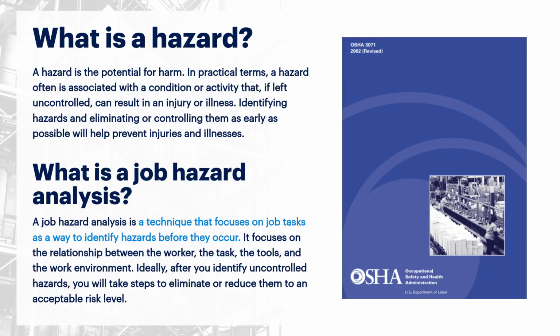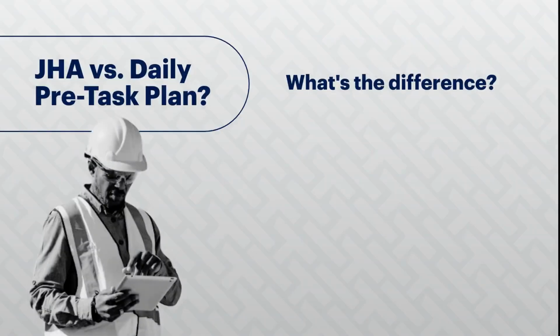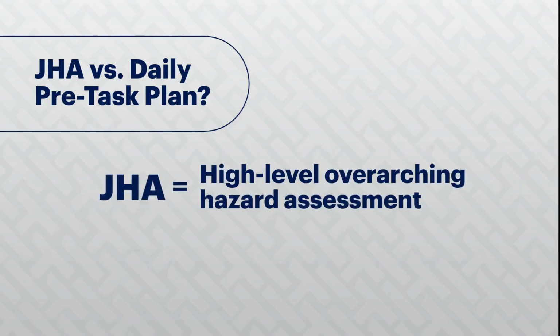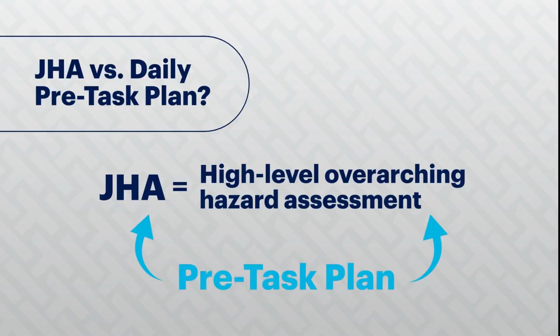So OSHA's directive on job hazard analysis defines a JHA as a technique that focuses on job tasks as a way to identify hazards before they occur. They go on to explain that they're used to determine and establish safe working procedures, meaning this is going to be your safe work plan for the project. The difference in a JHA and a daily pre-task plan is timing and the variable conditions. The JHA is a high-level overarching hazard assessment that is referred back to when doing a pre-task plan.